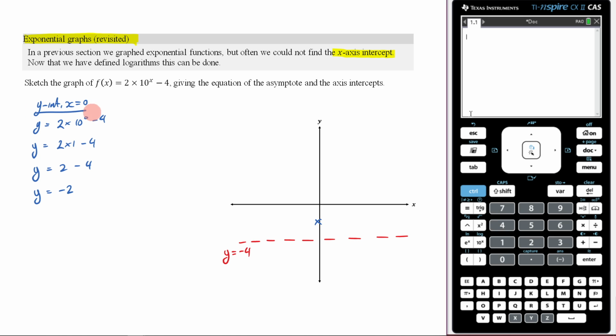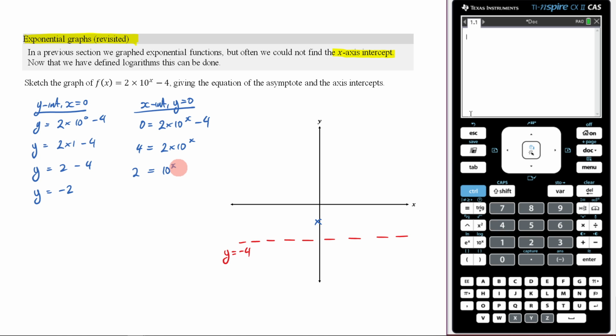Then I'm also going to find the x-intercept, and I'm going to find the x-intercept by letting y be equal to 0. So that means I'm going to get 0 is equal to 2 times 10 raised to the x minus 4. And then once I'm here, I can do a bit of rearranging. I can bring that 4 over, 2 times 10 to the x. I can divide both sides by 2. And now I can get this stage right here.